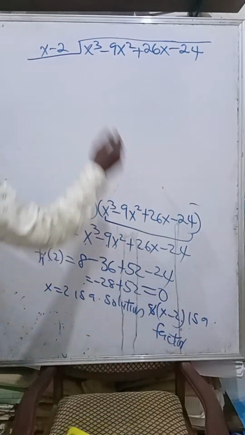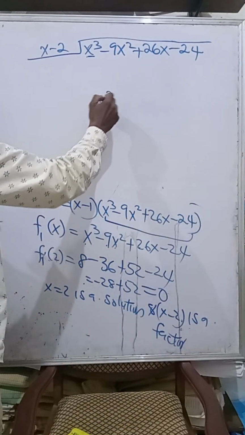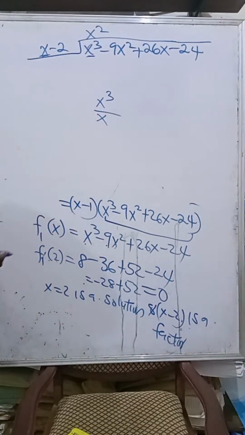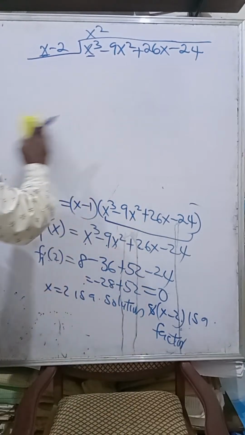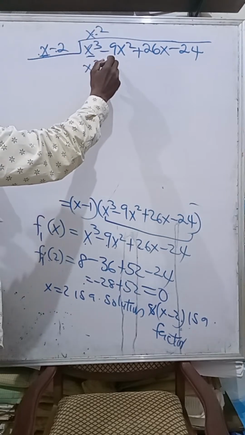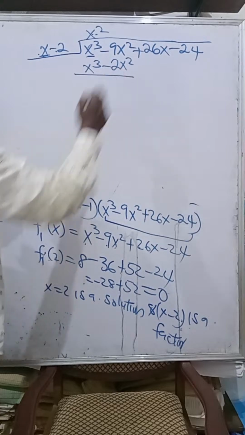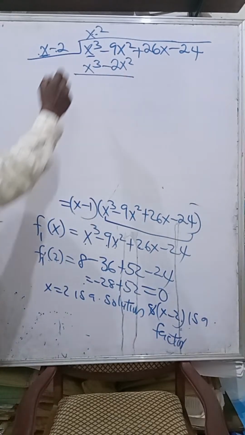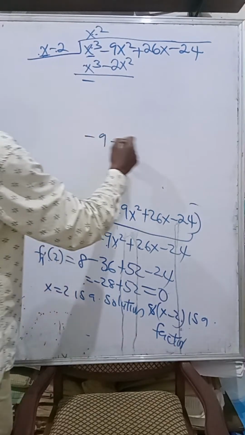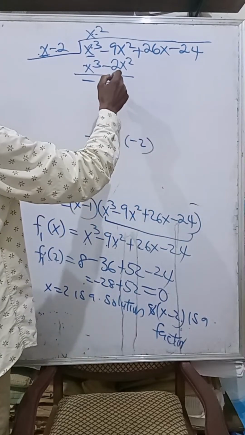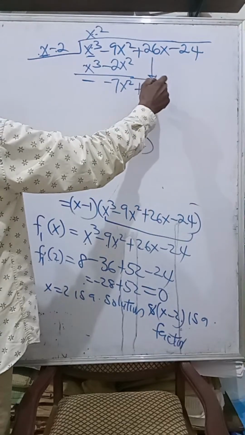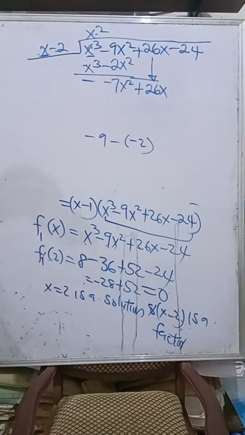So we're going to have now, take the first one here over the first one here. So we're having x squared, then use it to multiply. That will be equal to this one times this one, that's minus 2x squared. Then do your subtraction. So x cubed minus x cubed cancel. Minus 9 minus minus 2, that's minus 7x squared. The next one, bring it down, that's plus 26x.